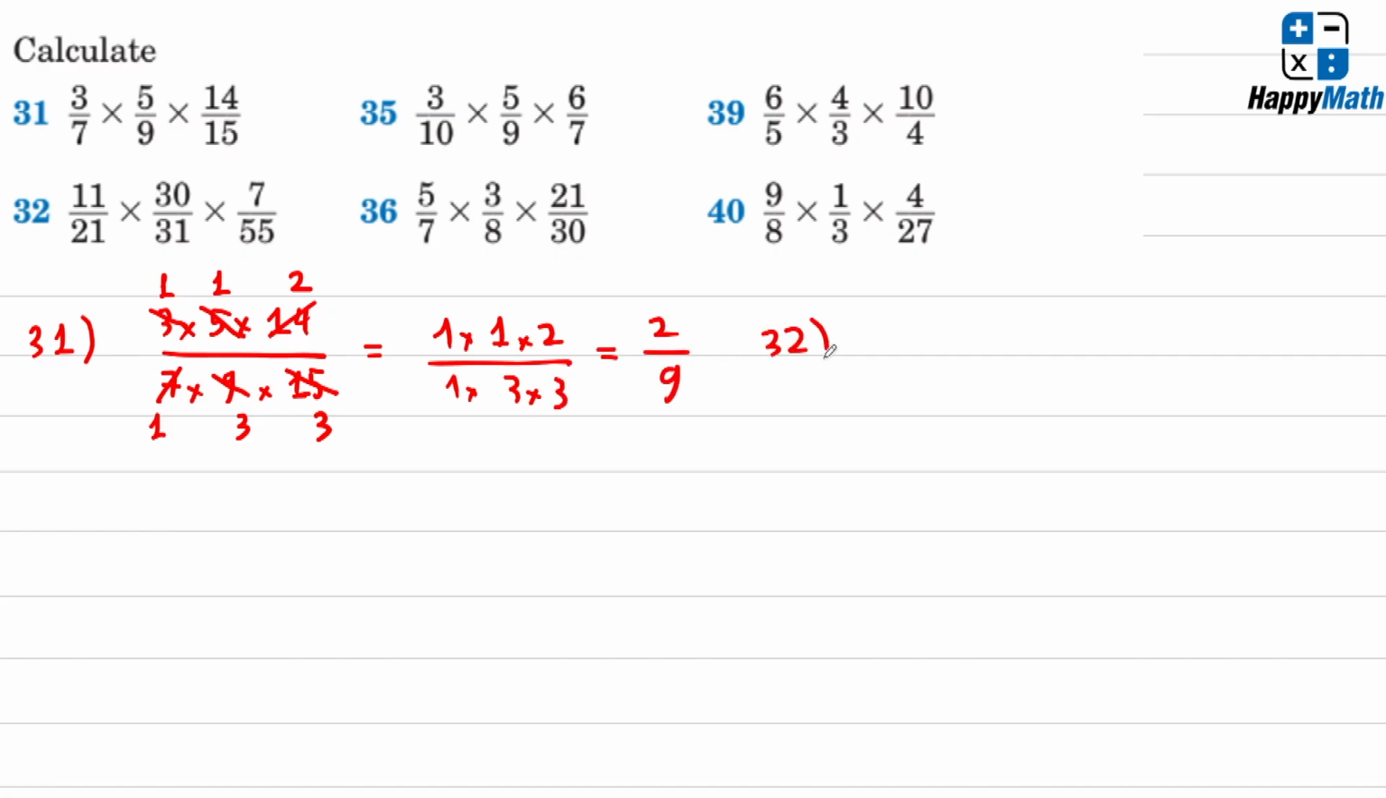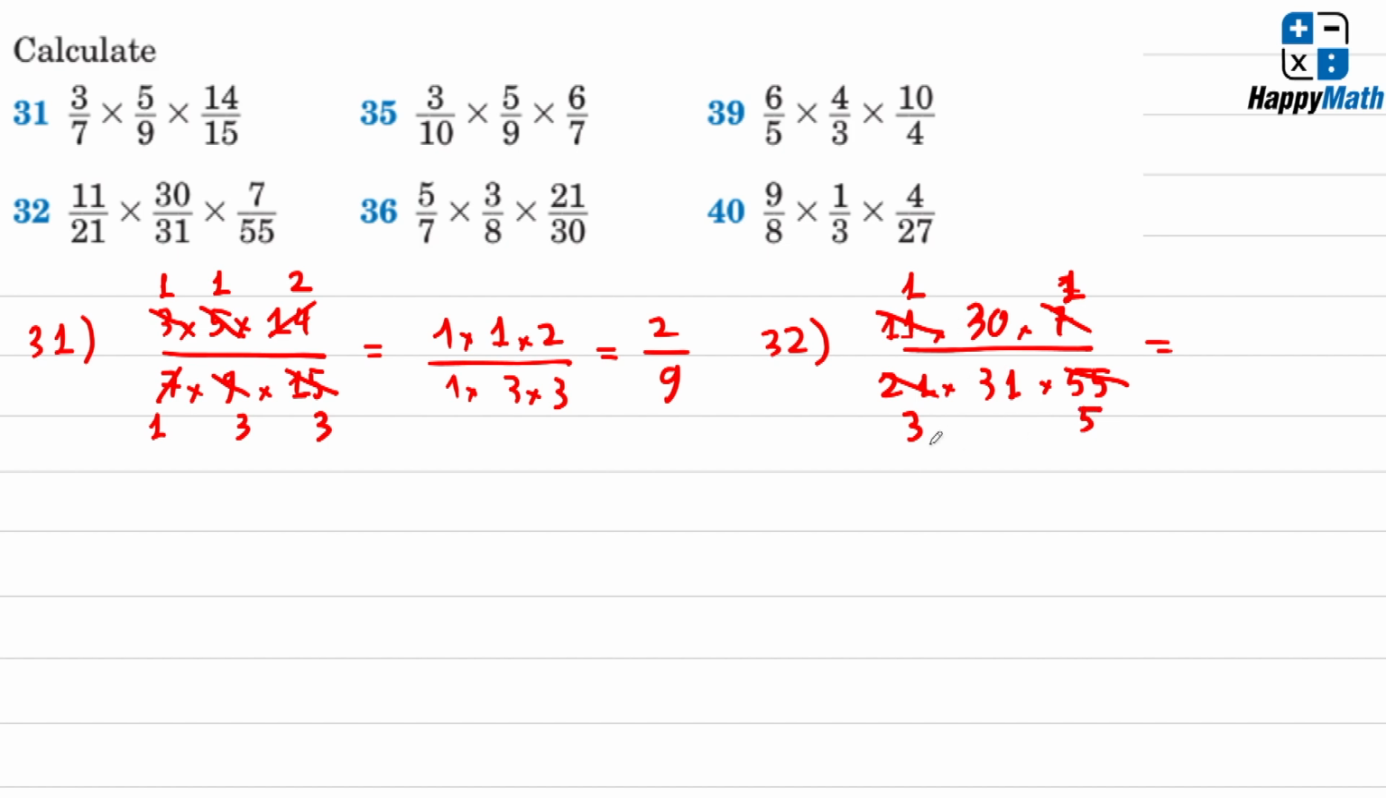32, you got 11 times 30 times 7 over 21 times 31 times 55. And now how can you simplify all of them? You can see 7 and 21 can divide by 7, so here is 3 and here is 1. 30 and 35, 11 and 55, you can divide by 11, here is 1 and here is 5.